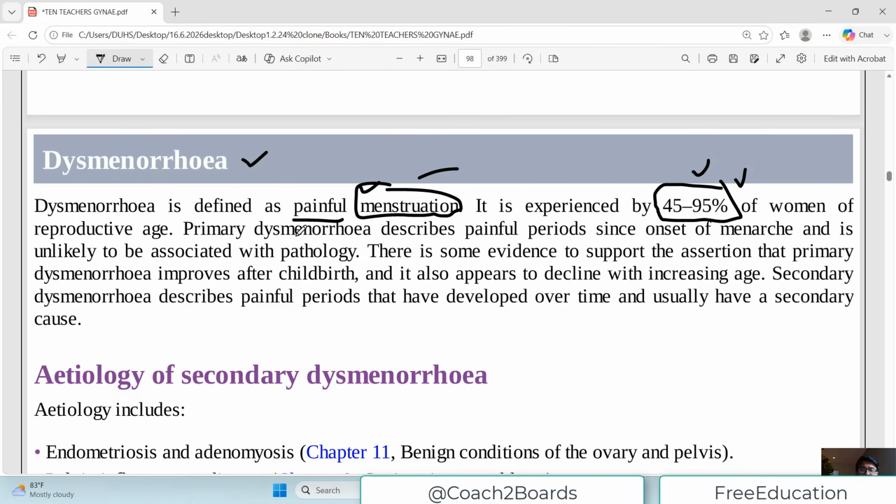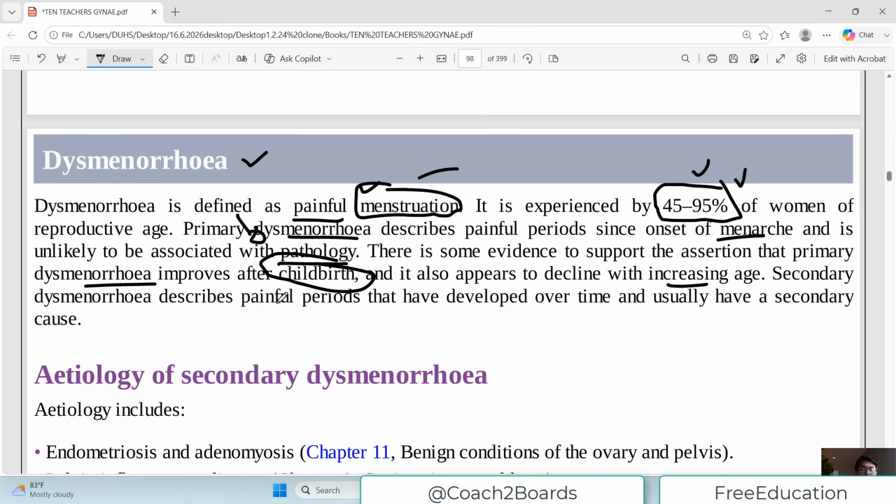Very, very common. Primary dysmenorrhea describes painful periods since the onset, यानी day 1 से हमेशा से जी painful है, जब शुरू हुए थे तब से ही. And it is unlikely to be associated with pathology. That's just a normal kind of thing. There is some evidence to support the assertion that primary dysmenorrhea improves after childbirth. This is very commonly and routinely understood, and it appears to actually decline with increasing age as well.